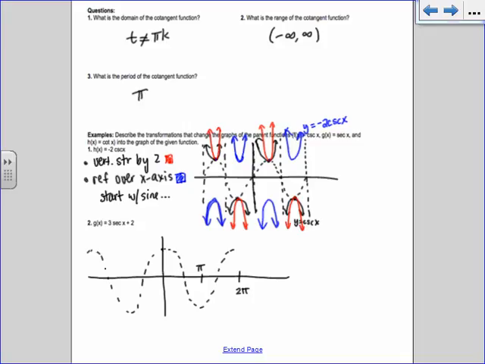Are you guys getting to be pros at drawing sines and cosines? Hopefully.